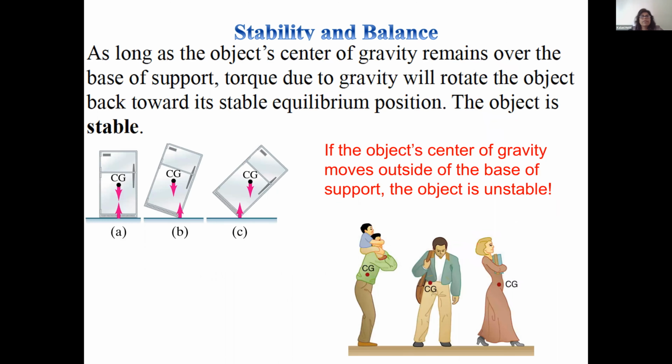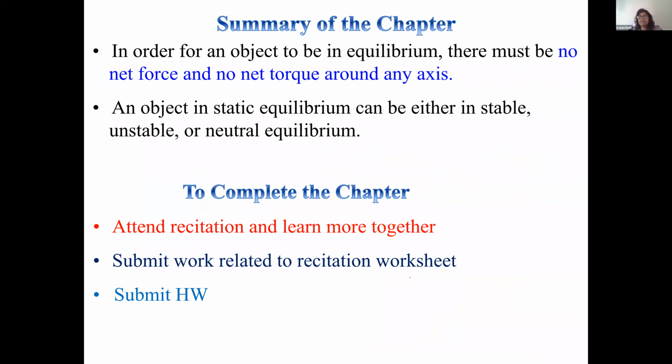Okay, so for the other case, you can think about the refrigerator. If the center of mass aligns with your contact surface, your normal force, that is stable, and this is unstable, this is unstable. And also you can see here, this is stable, this is also kind of stable, but this is unstable by carrying the bag on one shoulder. Okay, so that's it for this section. Make sure that you attend the recitation and work on the problems very carefully.